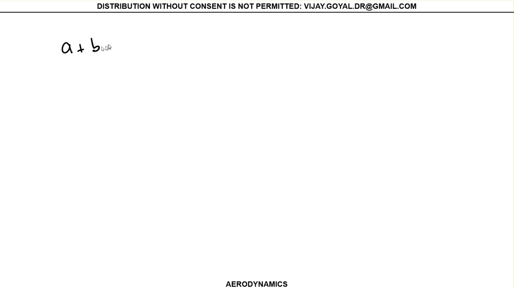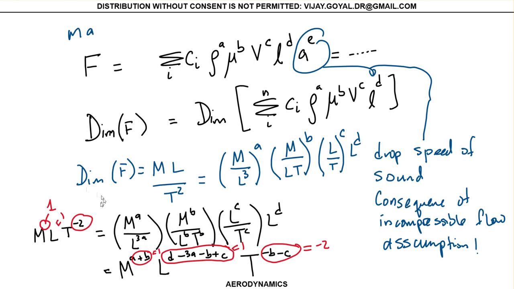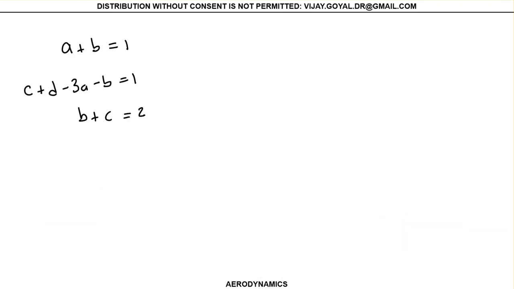A plus B is equal to 1. We know that C plus D minus 3A minus B is equal to 1. We know that B plus C is equal to 2. Again, this comes from comparing my left-hand side to my right-hand side. Okay? So now we start the process of finding these values.